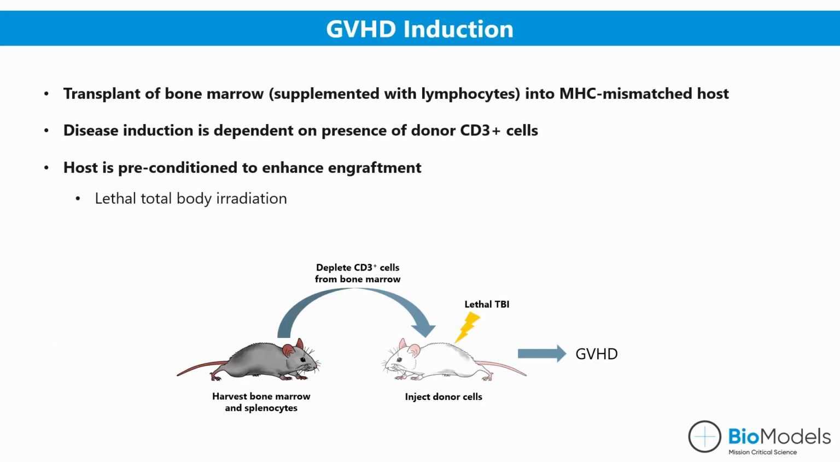We have a number of graft versus host disease models, but they all follow similar disease induction. We typically start with a host animal and transplant bone marrow, which is often supplemented with T lymphocytes or splenocytes, into an MHC mismatch host. We know that disease severity is highly dependent on the presence of the T cells within that cell transfer. Additionally, prior to this transfer, a host will be preconditioned to enhance the engraftment.